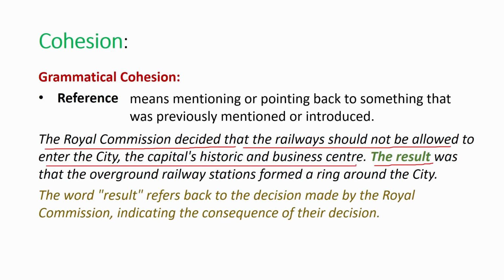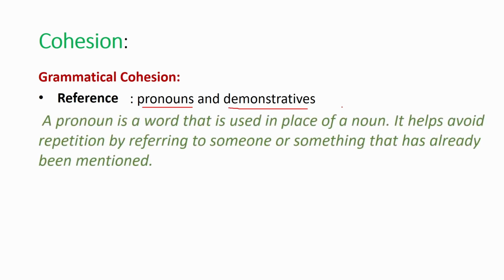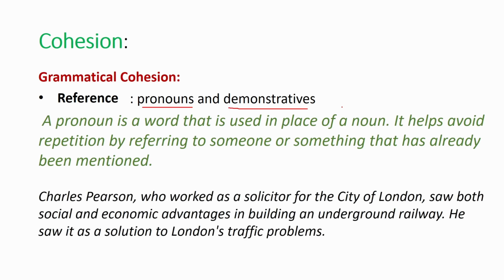So instead of repeating the whole thing after the result, we only have the result that refers back to that part of the text. There are actually two subcategories to reference that I'm going to talk about briefly. One, using pronouns, and two, using demonstratives. Don't worry, again, I'm going to explain briefly. A pronoun is a word that is used in place of a noun. It helps avoid repetition by referring to someone or something that has already been mentioned.